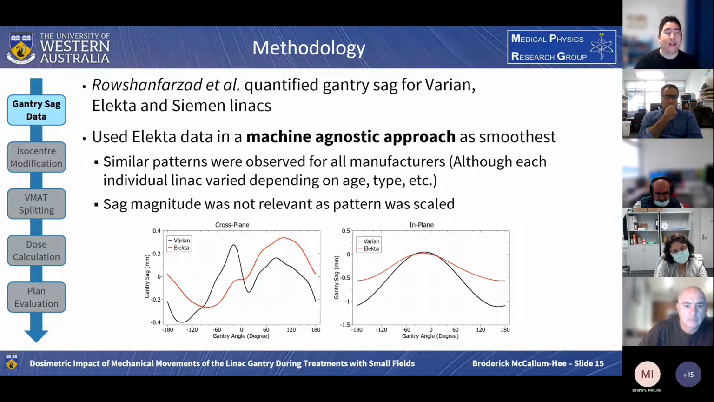In this project, we used the Elekta data in a machine agnostic approach, in a somewhat arbitrary selection. However, it was the smoothest pattern observed. This shouldn't have impacted results though, because we did find there were similar patterns for all the different manufacturers. In addition, each individual Linac studied previously by Rowshanfarzad et al. varied depending on its age, its type, and its usage case scenario, and therefore a real-world Linac may not necessarily reflect the gantry sag patterns observed on average. And additionally, although there were slight differences in magnitude, the sag magnitude was not relevant as the pattern was scaled during the processing of the data.